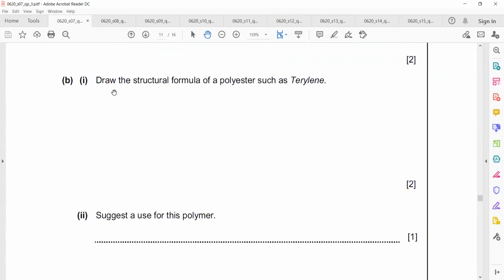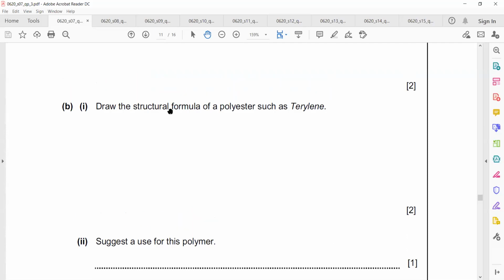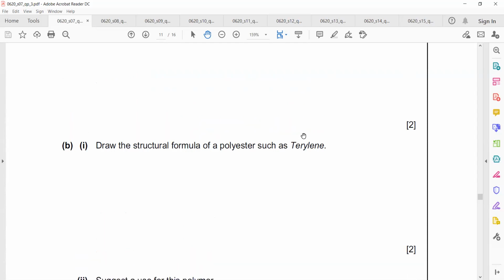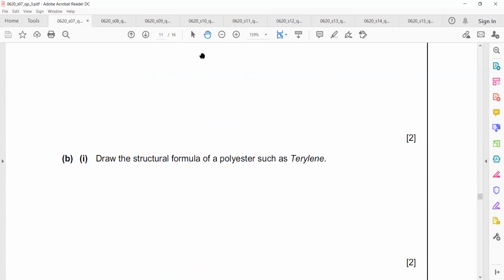Then draw the structural formula of a polyester such as styrene. So you can see directly they asked to draw the structural formula of styrene. So how to draw a structural formula for styrene? You don't have to draw the monomer directly, you have to draw the polymer. So basically you have to practice this structure. I will draw the monomers as well, just to recall the idea of how a polymer is formed.